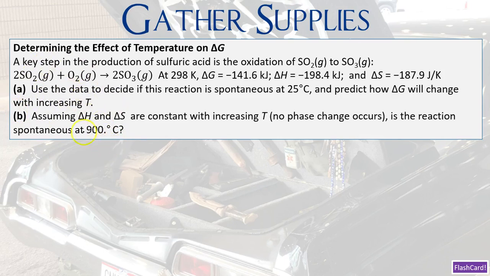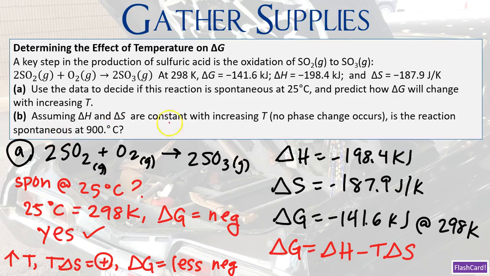So let's go ahead and get started with letter A. First I write my reaction: 2SO2 plus O2 is going to produce 2SO3. Then I write down what's given. Delta H is equal to negative 198.4 kilojoules. Delta S is negative 187.9 joules per Kelvin. And delta G is equal to negative 141.6 kilojoules at 298 Kelvin.